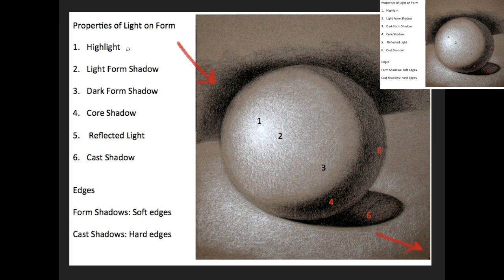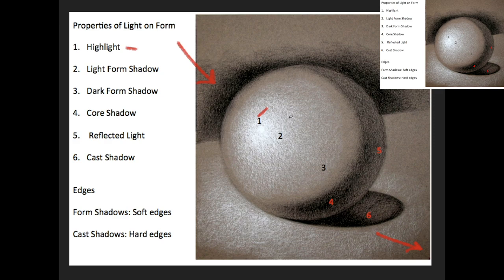And just going in order, the first is highlight. That's going to be your brightest, hottest area of light. That's going to be receiving from the light source, in this case a bulb or a lamp, onto the object at about 45 degrees. So it's reflected right back to us at 45 degrees.